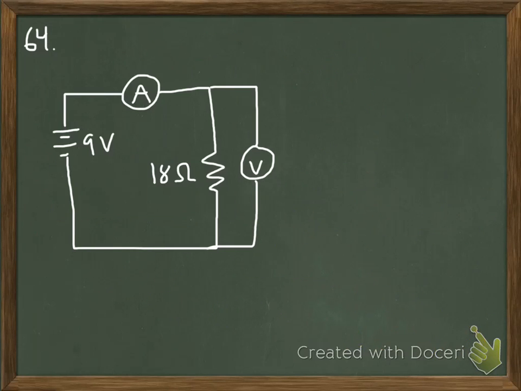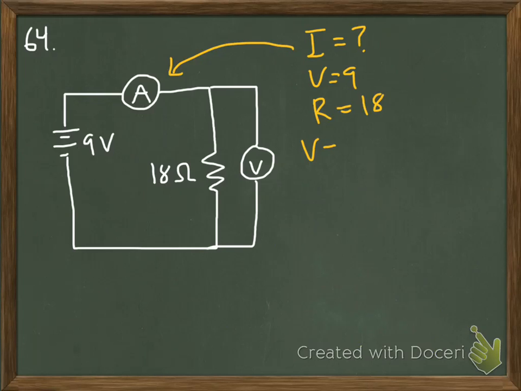Okay, 64 here, we have another one. First question, the same thing. What is the ammeter going to read? There's your ammeter right there. Your ammeter measures the current. I don't know what the current is, but I know the voltage is a 9-volt battery, just like the square kind that you get at the store. The resistance is 18 ohms.